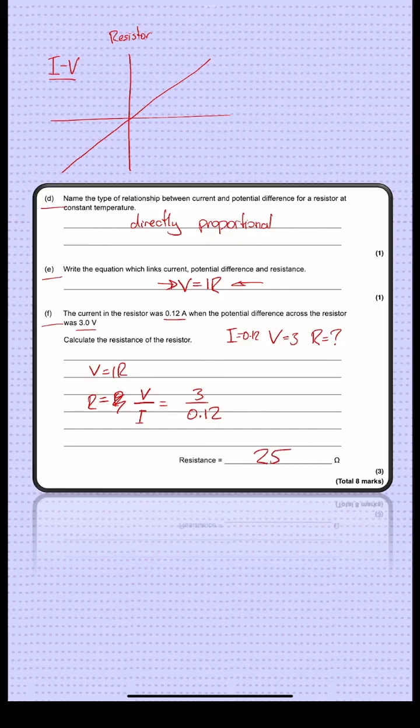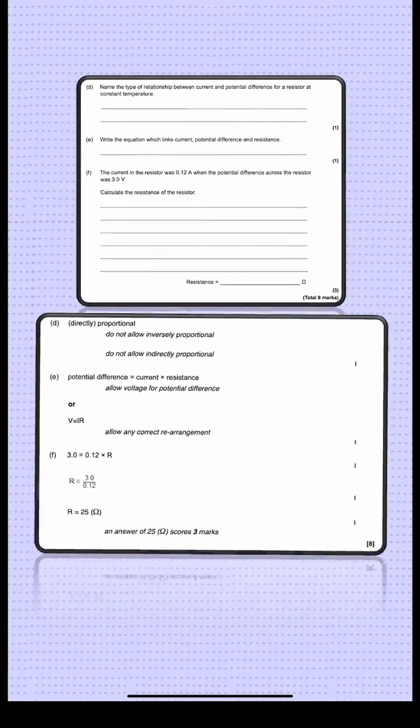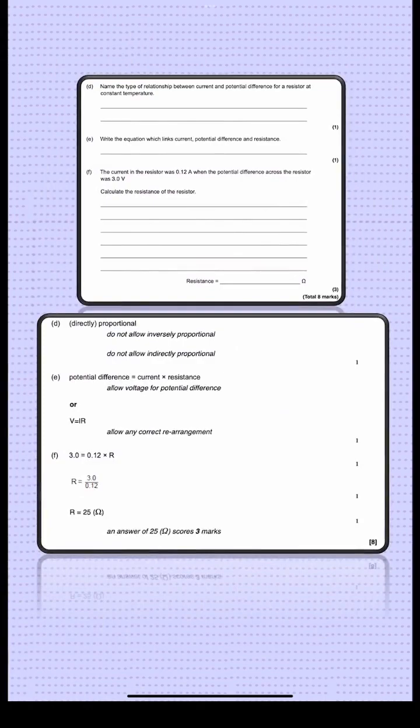Let's check that with our mark scheme. Directly proportional, that was fine. You can write the equation in full, or you can write V equals IR. That's what we did. We rearranged the equation. 25 ohms is fine. If you even write 25 ohms without any working, you should get 3 marks according to that as well. Hopefully this will help you for your physics mock on Monday. Paper 1, yeah, this should come up, isn't it?